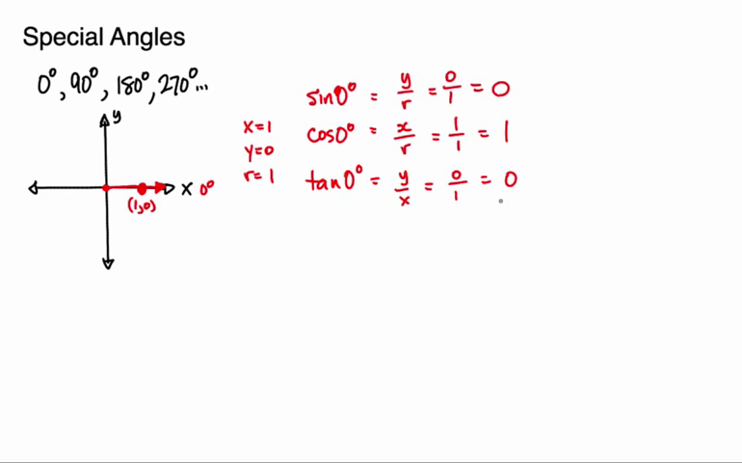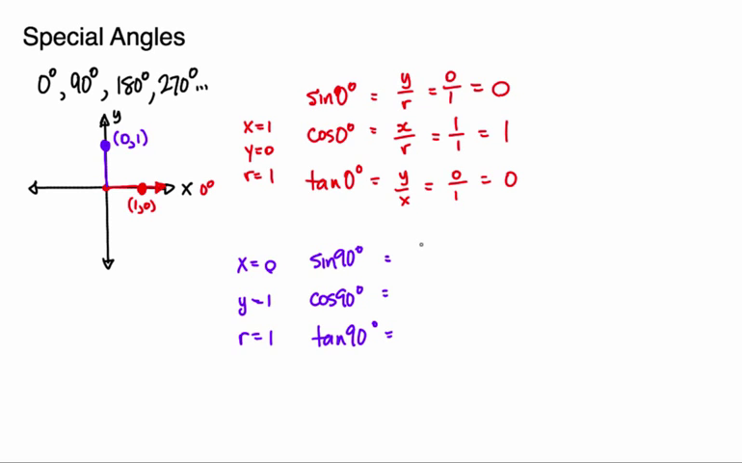Let's do this again for 90 degrees. So 90 degrees means our arm looks like this, and now we go through the point 0, 1, and the only change is that x is now 0 and y is now 1. Our radius is still 1, and let's take a look at what 90 degrees for each of these is worth.